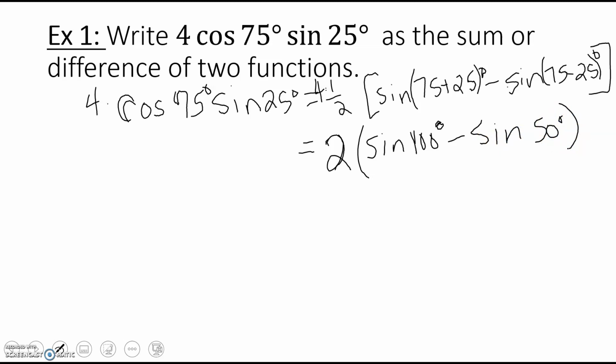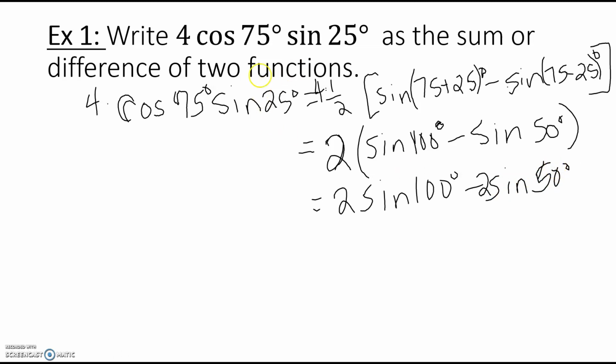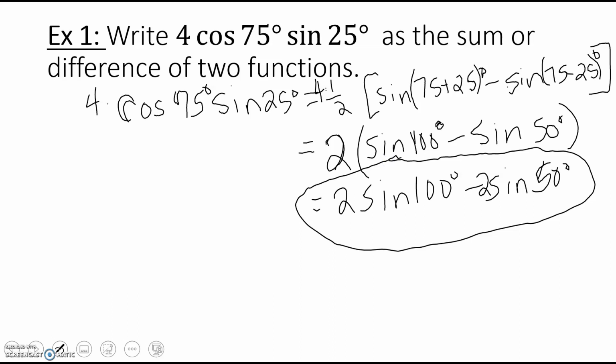Now you could leave it like that, or you could distribute the 2 and rewrite it as 2 times sine of 100 degrees minus 2 times sine of 50 degrees. And so we've taken this product and we've written it as the difference, because that's the identity it fell on. We've written it as the difference of two trigonometric functions, specifically the sine functions. And so that's how you would do it. That's where you would stop. It doesn't ask you to find the exact value or anything like that. It just tells you to write it as the difference of two functions. And so we've done that.